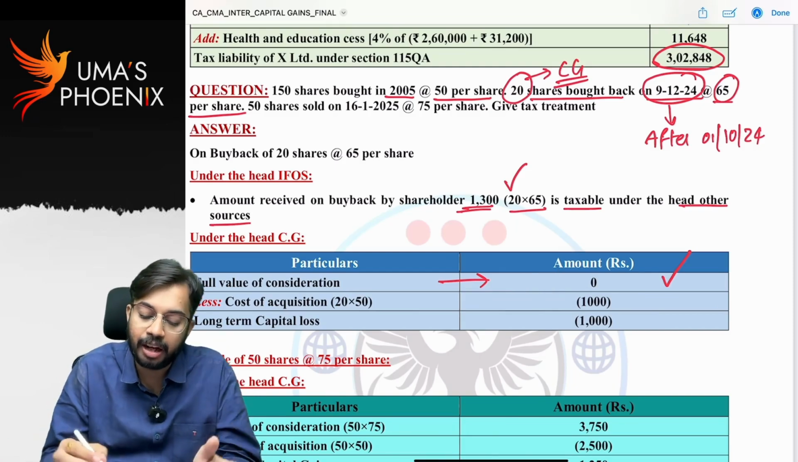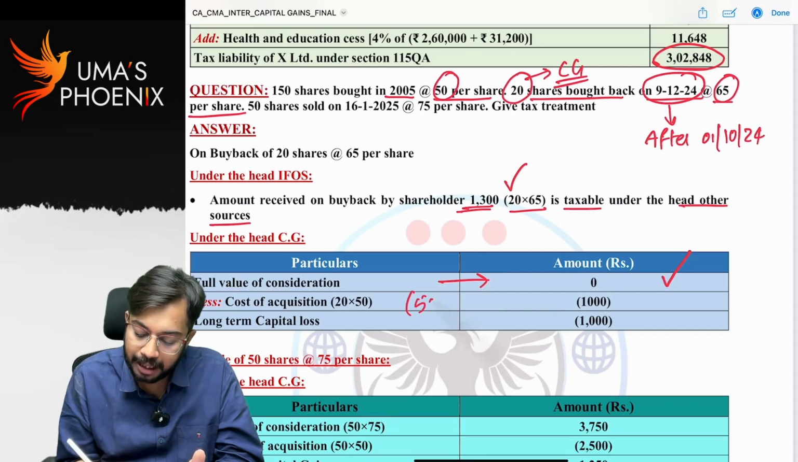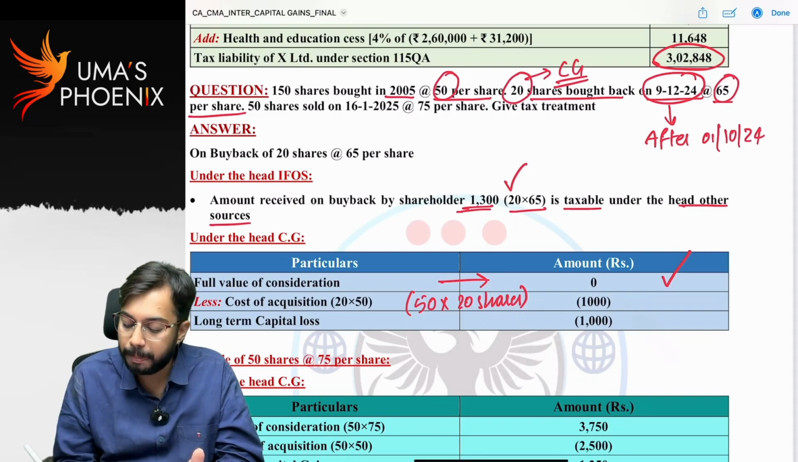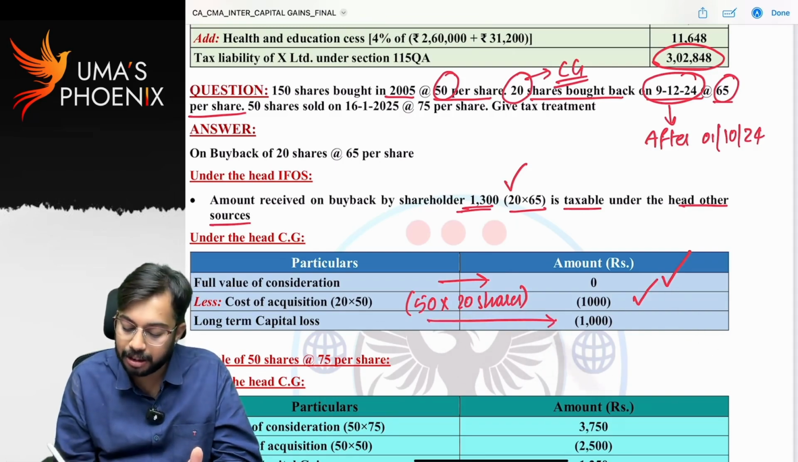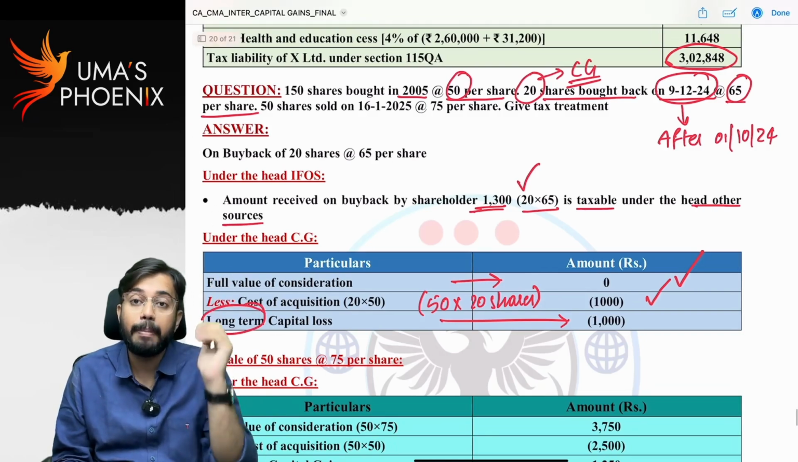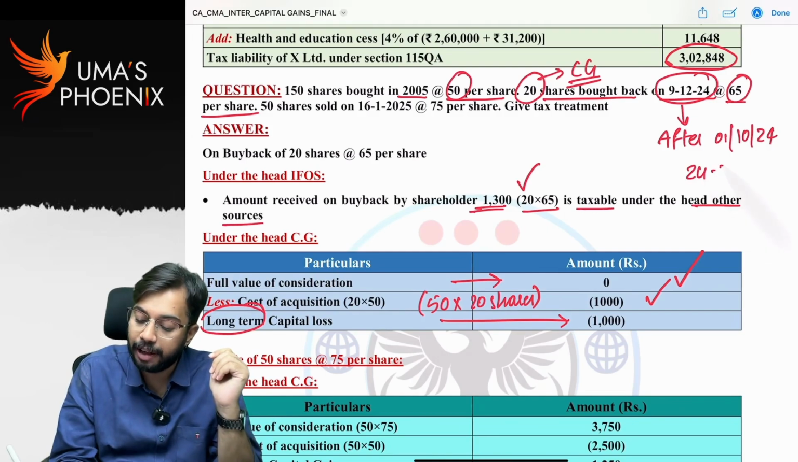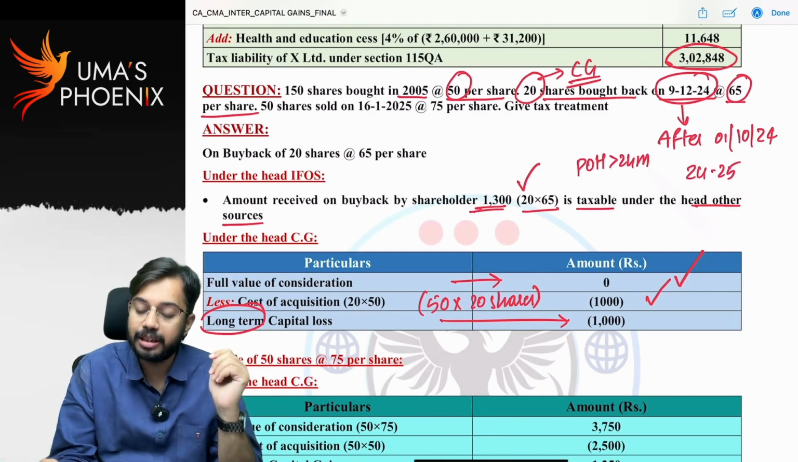Cost of acquisition, at what price they are bought? They are bought for 50 rupees. So 50 rupees into 20 shares, how much? 1000 rupees is cost of acquisition. So how much is long term capital loss? 1000. Why long term? They are purchased in 2005. Buyback happened in 24-25. Obviously period of holding is greater than 24 months.